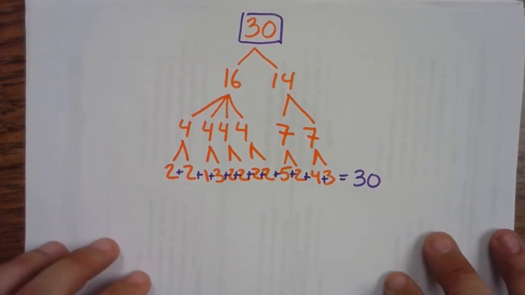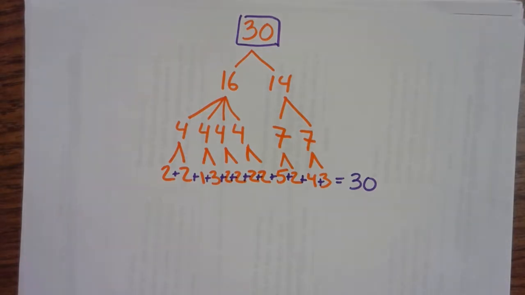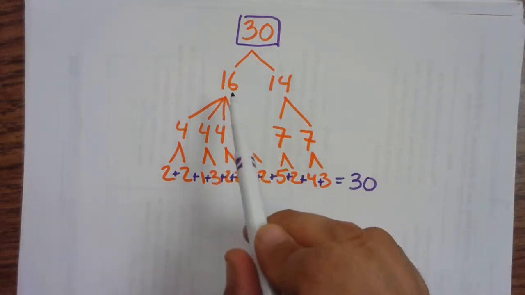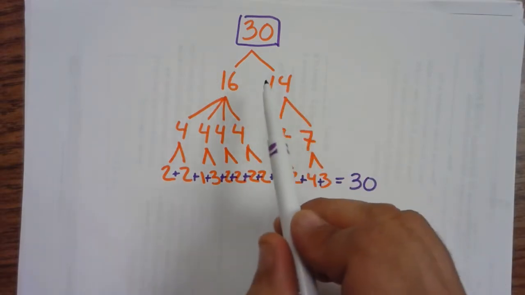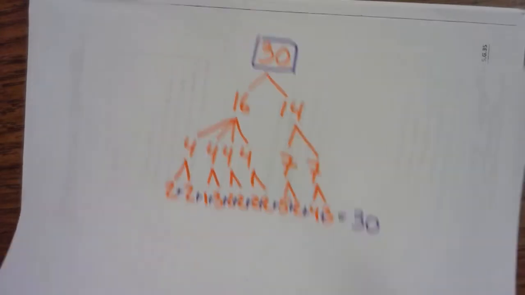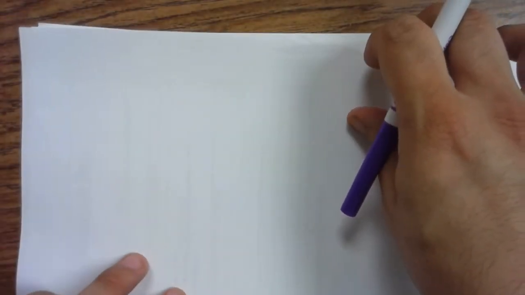The last thing that I want to say about number trees or number bonds is that there's no official right way. I started off breaking this up into 16 and 14. I could have done 29 and 1. I could have done 25 and 5. I can pick however I want. That's the beauty of number bonds and number trees. However, sometimes where they can be helpful, run out of scrap paper that's one-sided. Sorry about that.